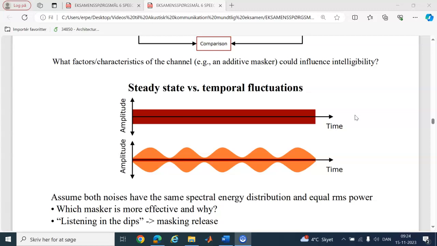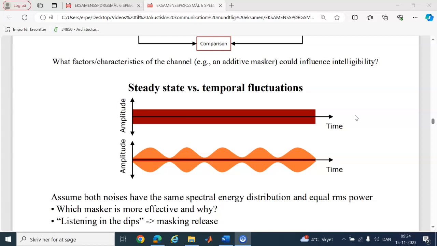Assume that we have two noises with the same spectral energy distribution and equal RMS power. One noise has a constant amplitude, and the other has a varying amplitude, but they have the same spectral energy distribution and equal RMS power. Which masker is more effective and why?